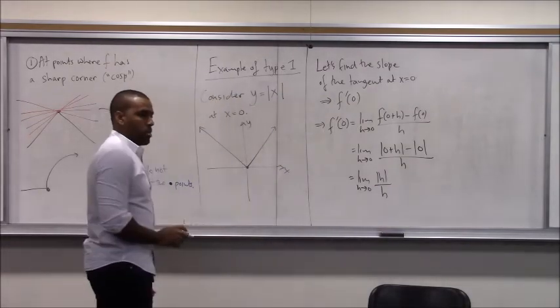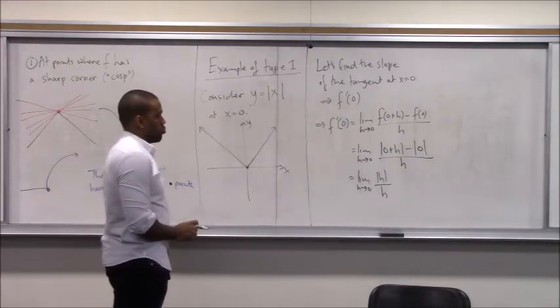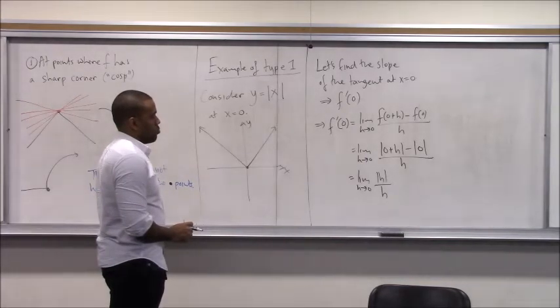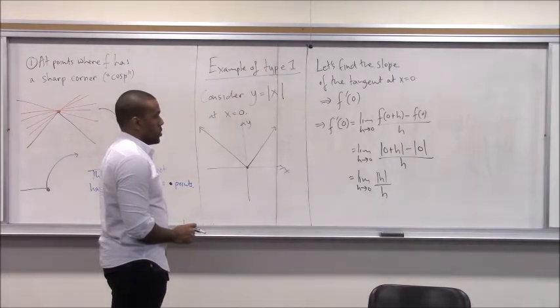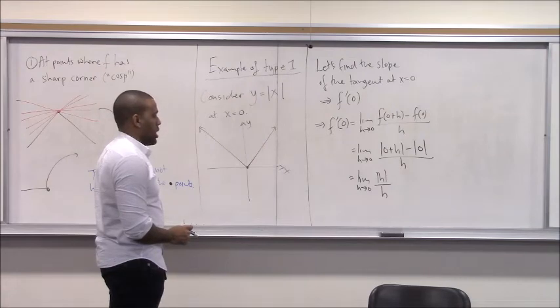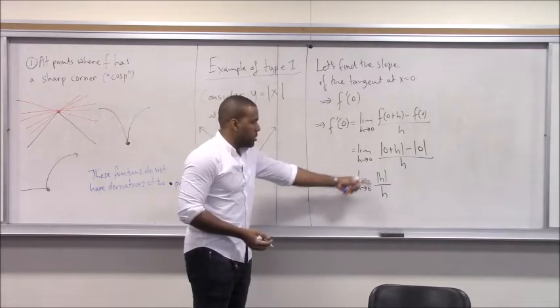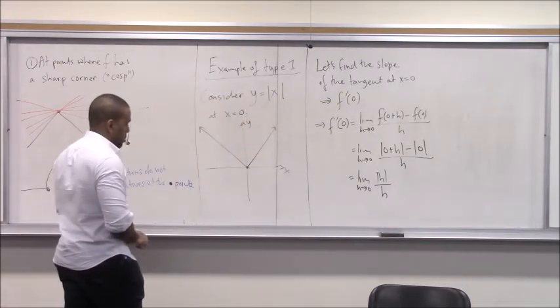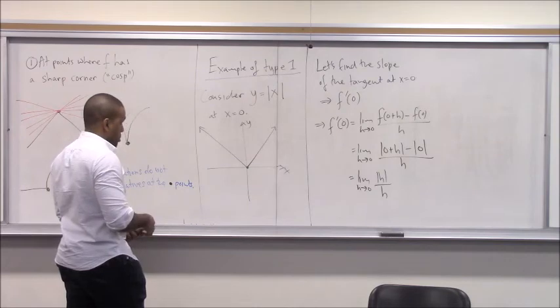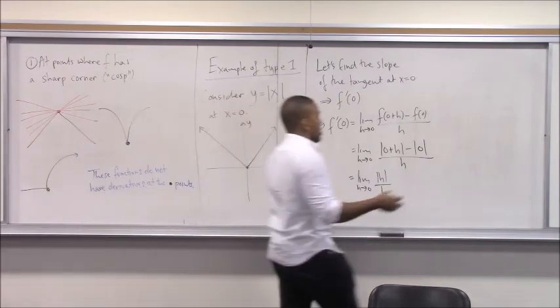Now, how would you find that limit? You can't input 0 for h, because there's a 0 in the denominator. So you put in numbers that are close to 0. There's an absolute value, so how does the absolute value behave? Any number that's positive will stay positive.